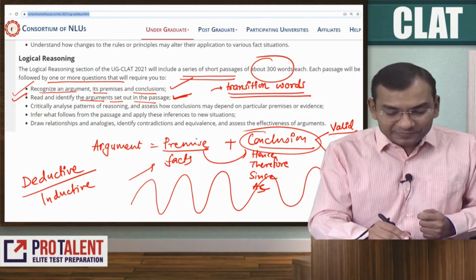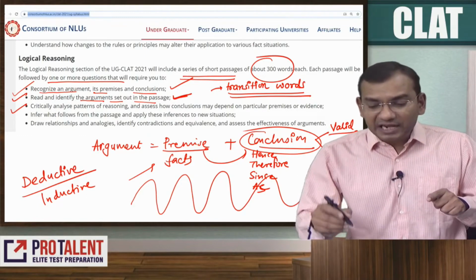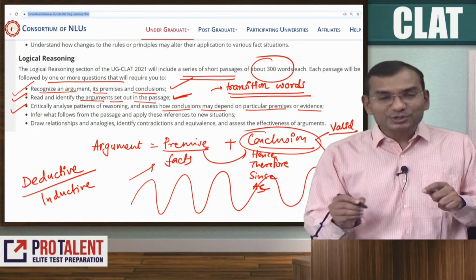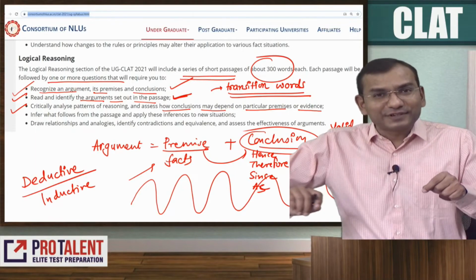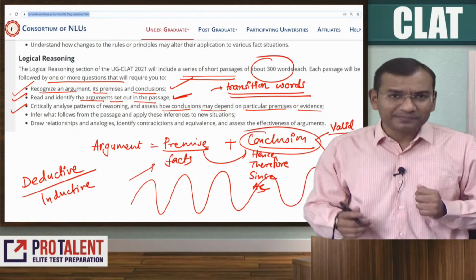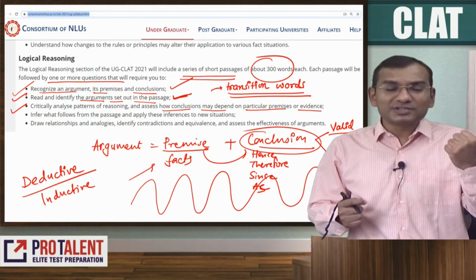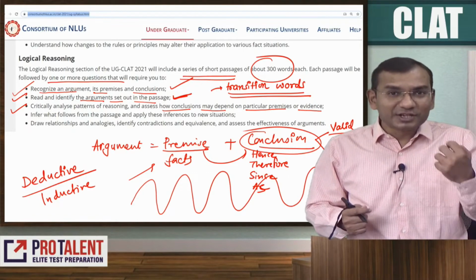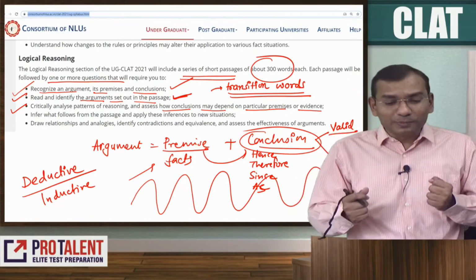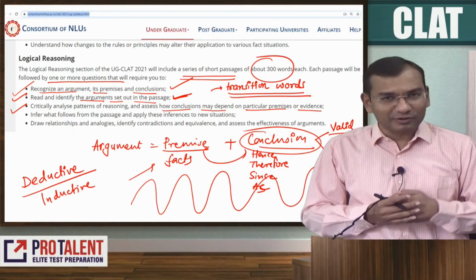ठीक है, similarly critically analyze pattern of reasoning, assess how conclusions may depend on particular premises or evidence. So it is the pattern of reasoning. There are many varieties of the patterns available. There are analogical arguments, okay, there are fungibility of ideas, there are, you can say, some arguments based on some sample, okay, where you focus on the sample and you give an answer to a generalized point. Yes or no? So दोस्तों we need to analyze varieties of the patterns of this argument or reasoning.